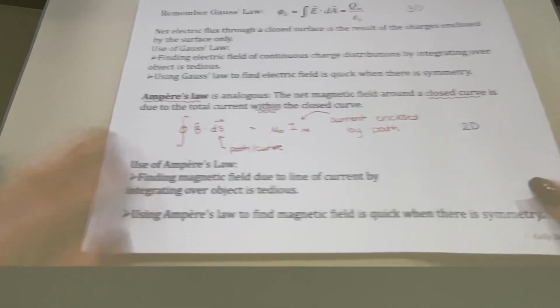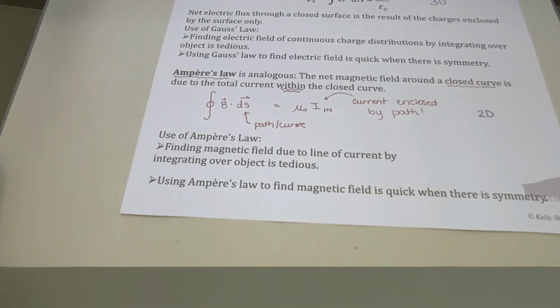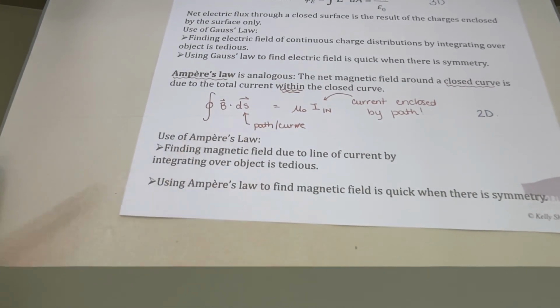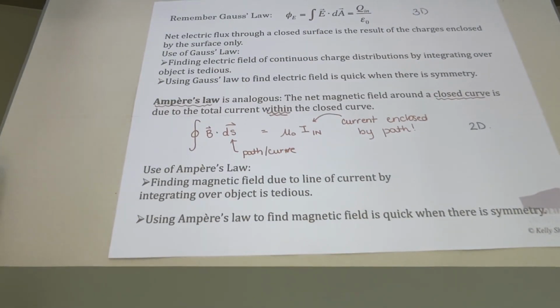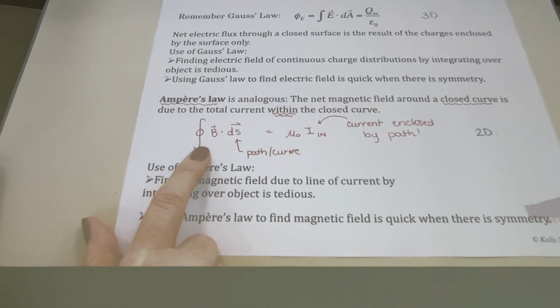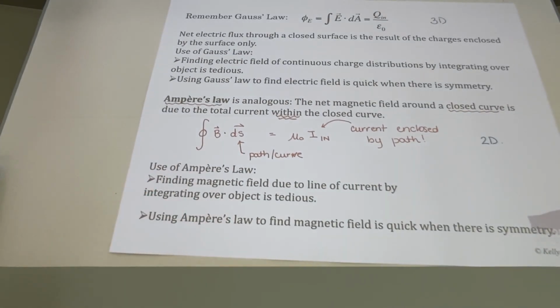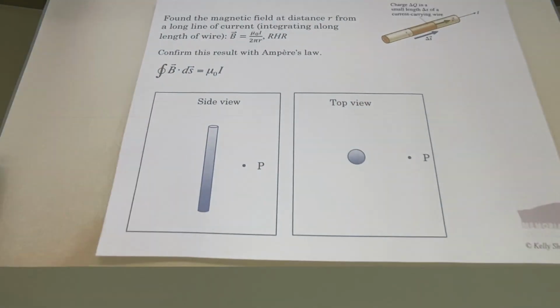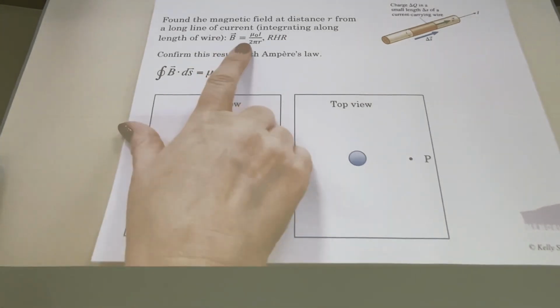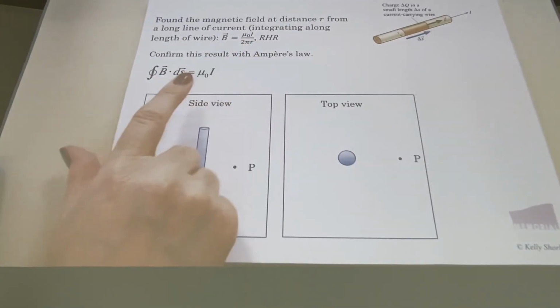For our first example, we did the magnetic field around a long line of current, and we did that with the integral. Next, we're going to do it using Ampere's law, and we'll see that we get that result quite a bit quicker. But just like when we used Gauss's law, we had to know what the electric field looks like. We had to know what the symmetry was. Same deal here. We have to have an idea of which way the magnetic fields point, and use that symmetry. So we're going to use Ampere's law to confirm this result we got by integrating.